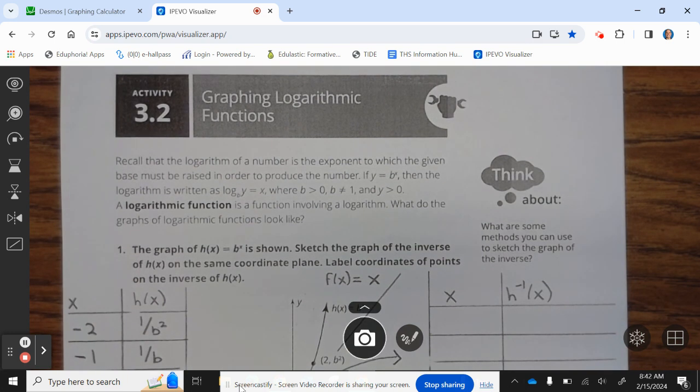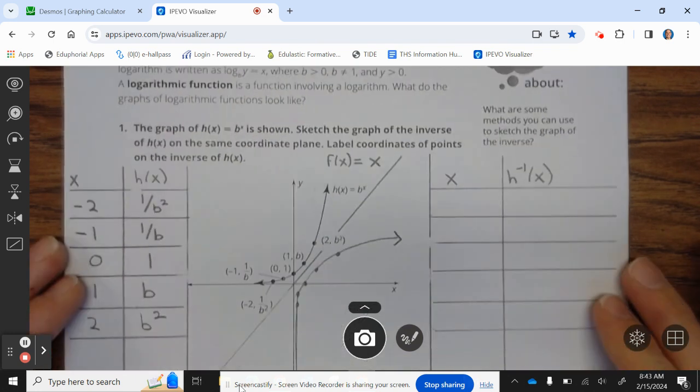Recall that the logarithm of a number is the exponent to which the given base must be raised in order to produce the number. If y equals b to the x, then the logarithm is written as log base b of y equals x, where b is greater than 0 and b does not equal 1 and y is greater than 0. A logarithmic function is a function involving a logarithm. What do the graphs of logarithmic functions look like?